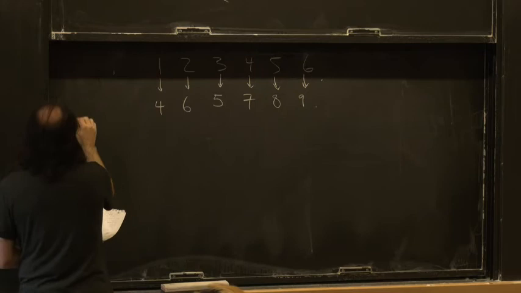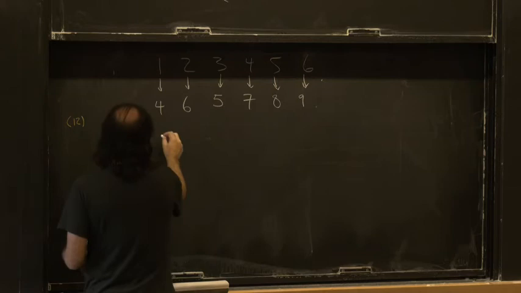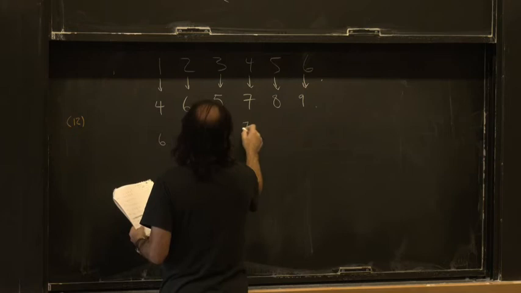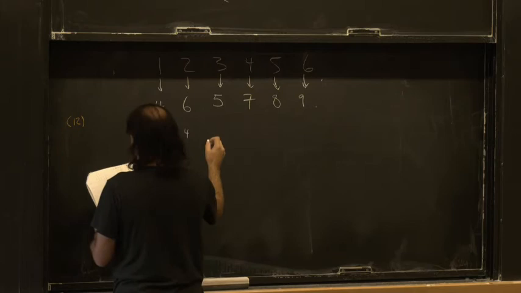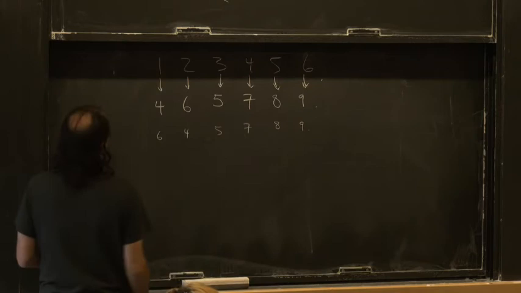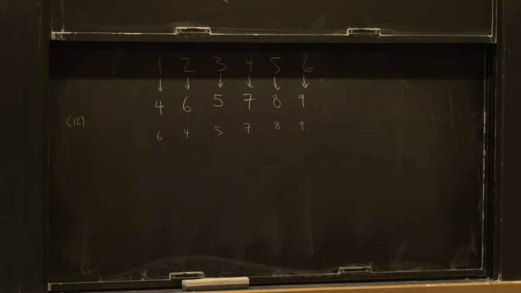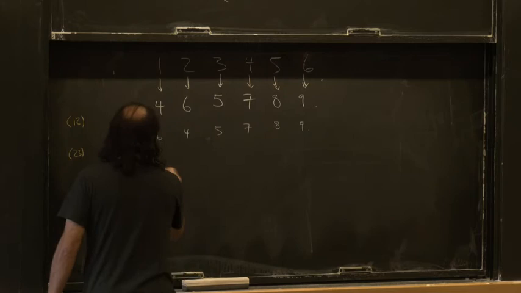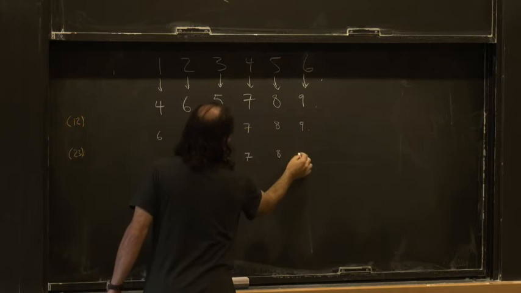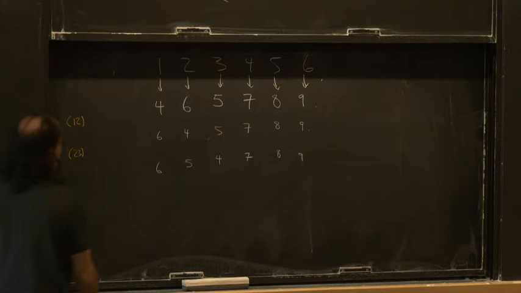So I'm recording what I've done in between. So now I have 6, 4, 5, 7, 8, 9. Next, what's the next first place where sigma of A is smaller than sigma of B? It's at 2 and 3. So now I'll put 2, 3. Next it can happen at 3 and 4.